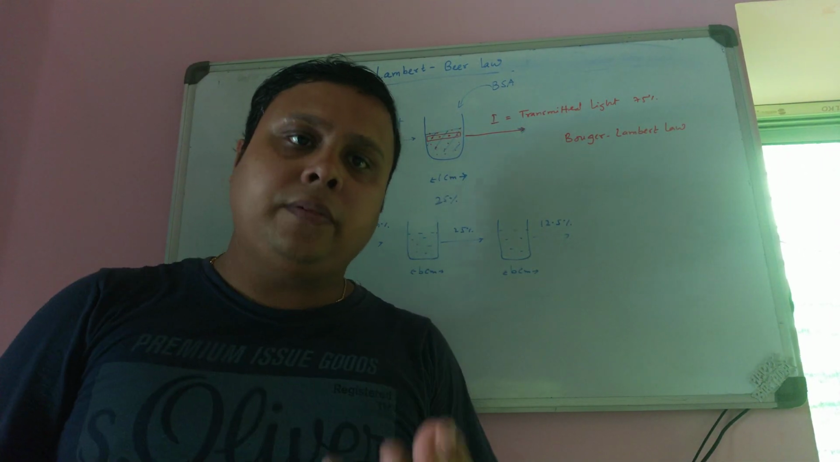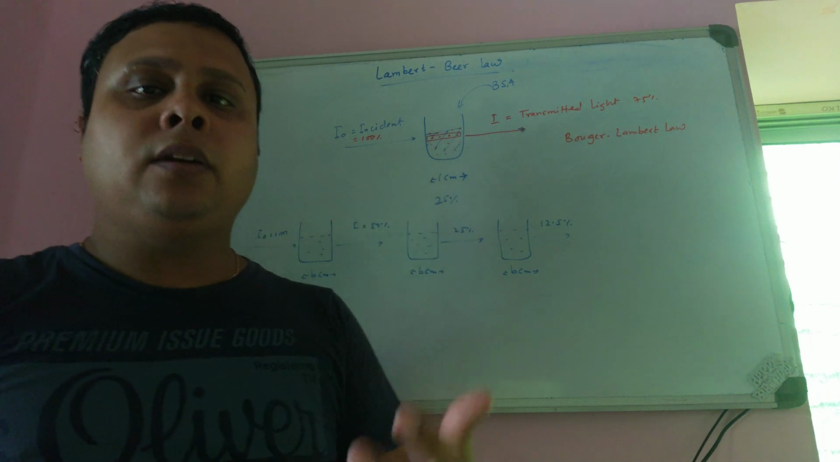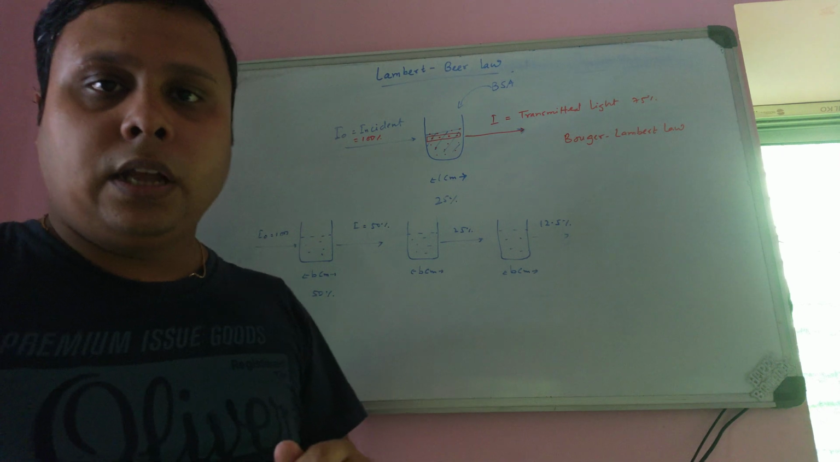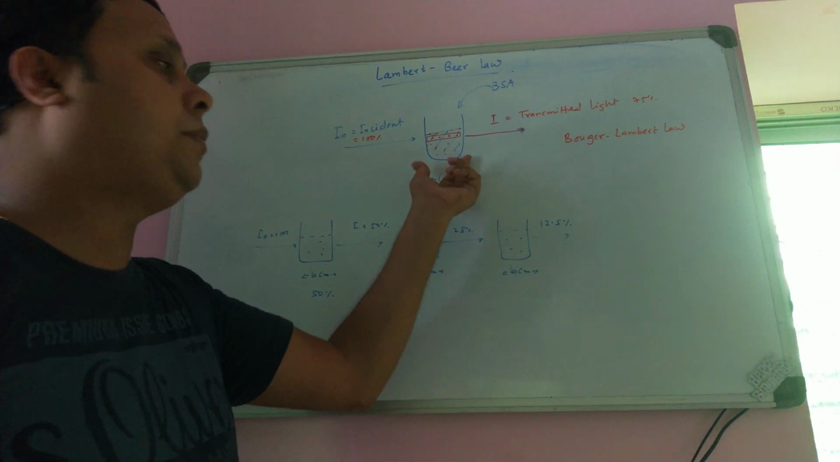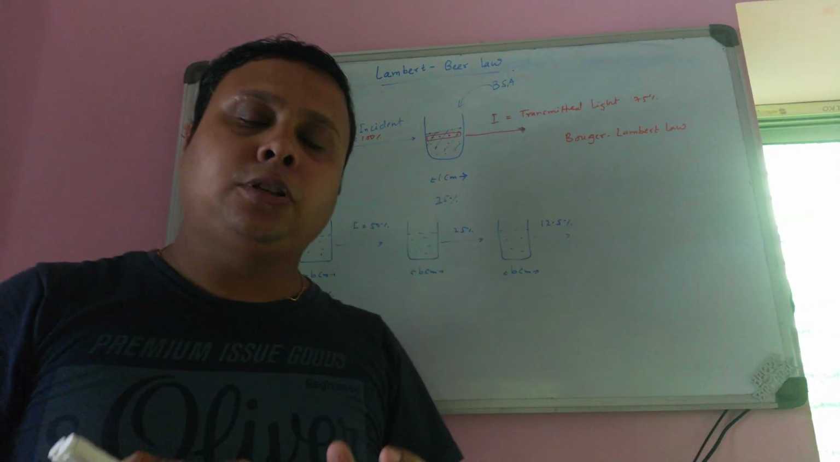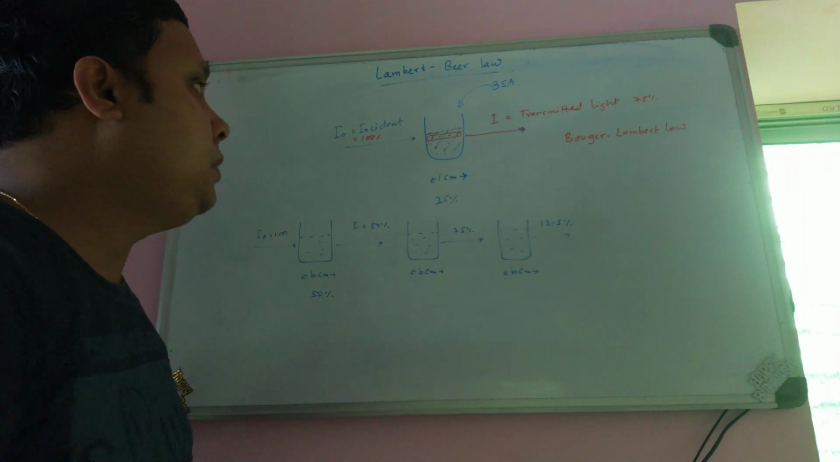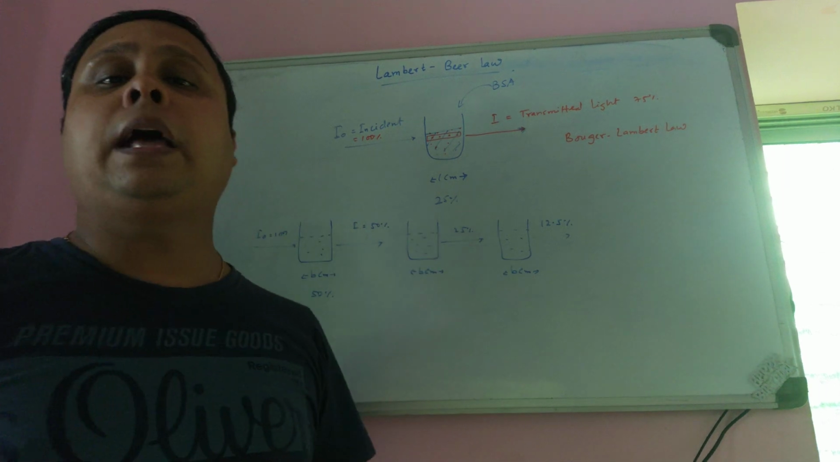So the amount of light absorbed by a material is independent of the intensity of the incident light, but is directly proportional to the path length of the absorbing material. The light absorption is directly proportional to the path length of the absorbing material. That means the greater the path length, the greater the absorption.